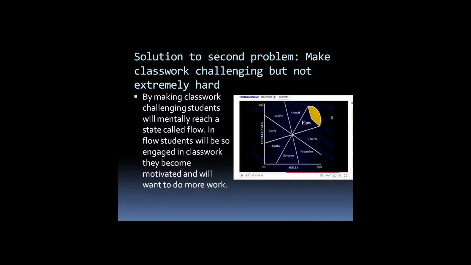The solution to the second problem is that classwork needs to be challenging, but not extremely hard. This idea comes from Mihaly Csikszentmihalyi, who created the flow theory. In the flow theory, there are 8 mental states, which are also on this video, that a person can get to when doing a task. The best state to be in is called flow. Flow is a state where students don't really care about the task at hand as if it were work. They see it as fun and engaging, and time goes by really quickly.